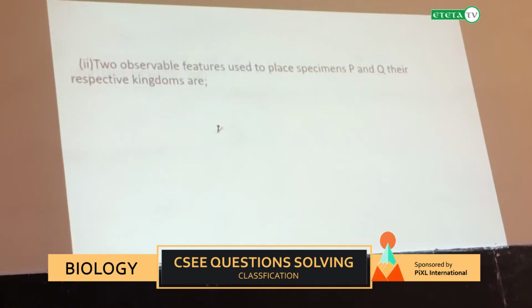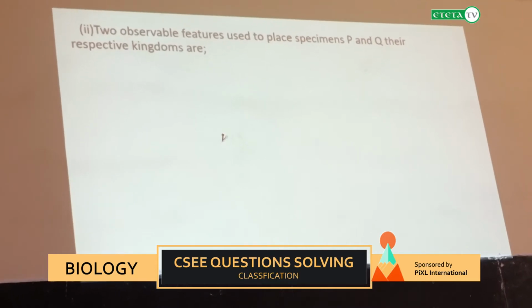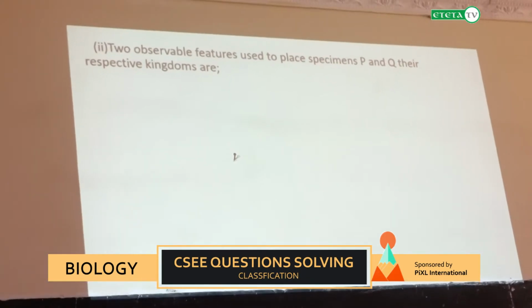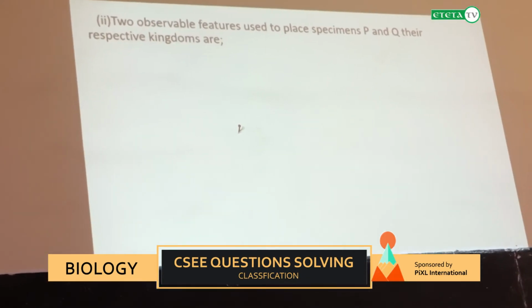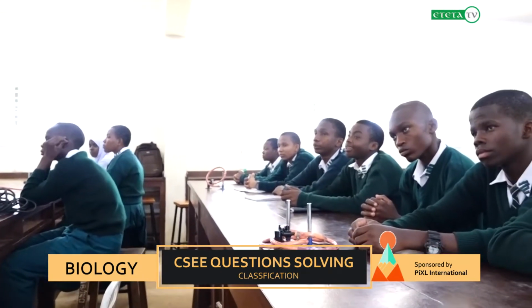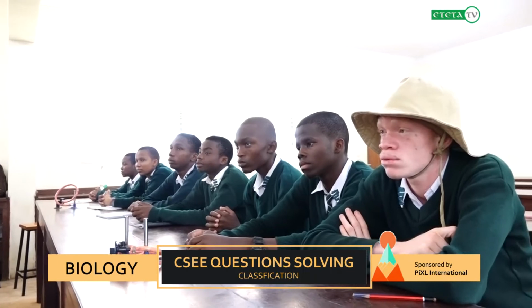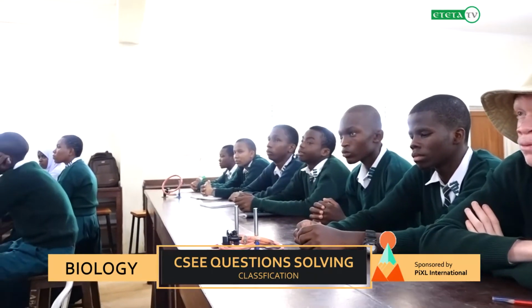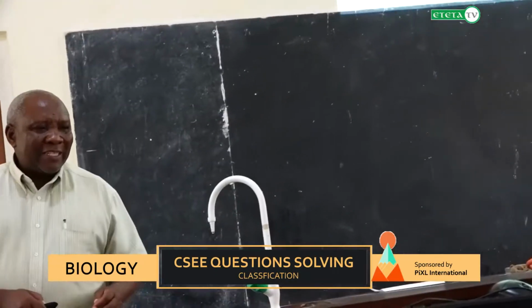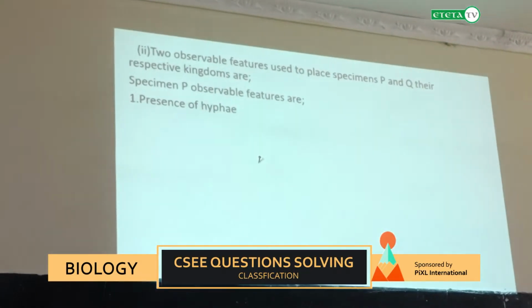So let us go to part Roman 2. Two observable features used to place the specimens P and Q in their respective kingdoms. That is why the specimen P, which is the mushroom, has been placed in the kingdom fungi, and specimen Q, which is the bean seed, has been placed in the kingdom Plantae.